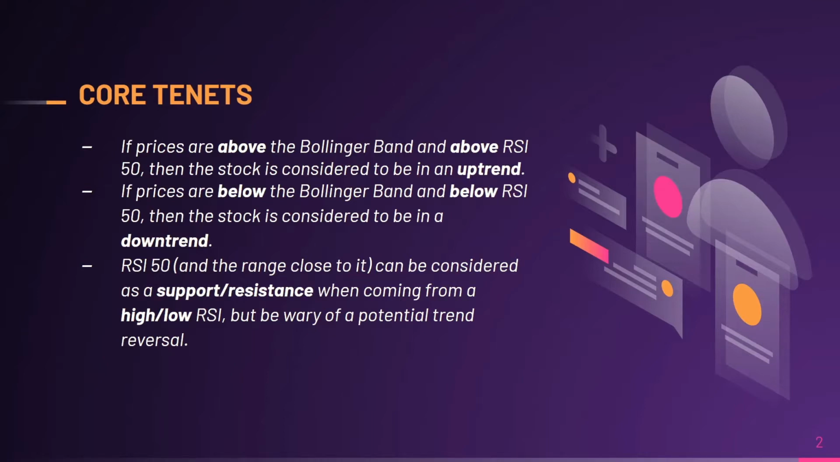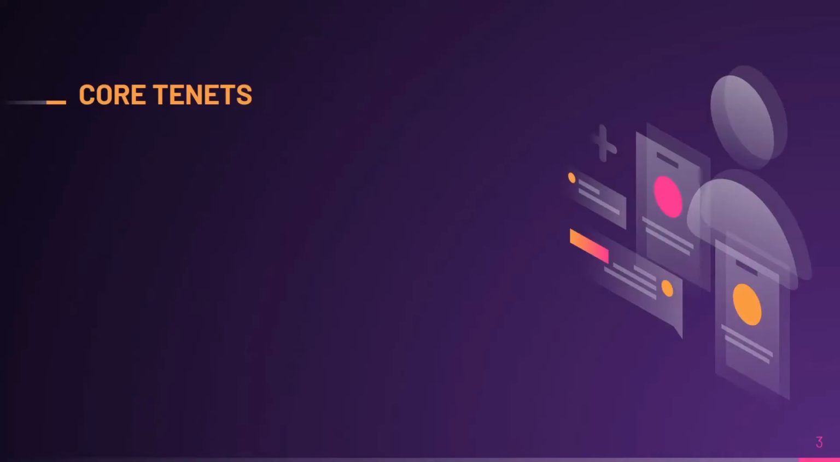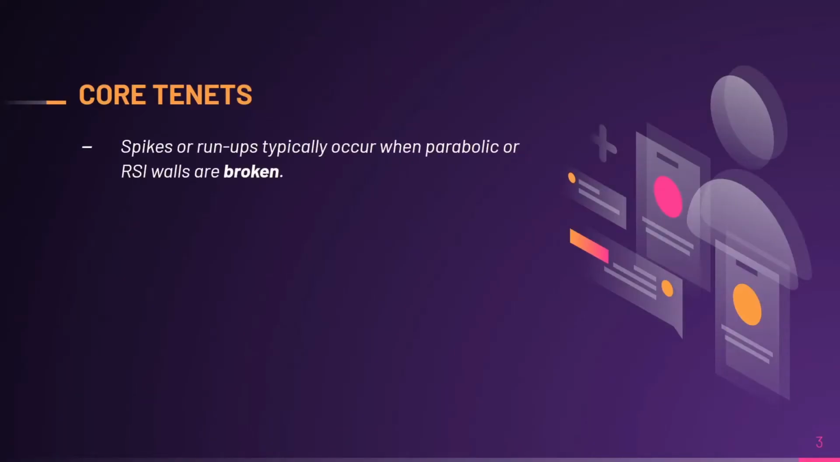Now, kung mapapansin nyo, meron tayong mga pinag-usapan dito tulad ng Bollinger Band, RSI, na hindi pa natin gano'n na-discuss in previous videos. Huwag po kayong mag-alala, some of these will make sense as you continue to watch this video, and all of it will make sense in future videos as we continue to discuss the system one lesson at a time. Okay? Next, spikes or run-ups typically occur when parabolic or RSI walls are broken.